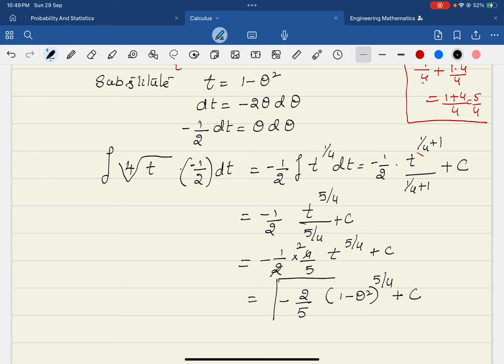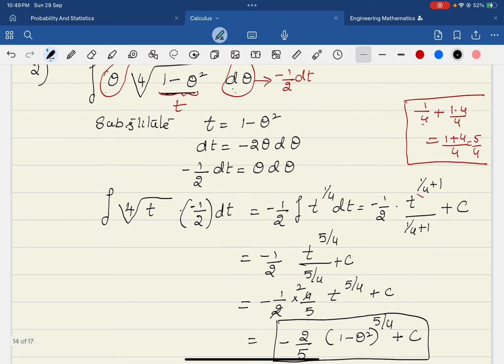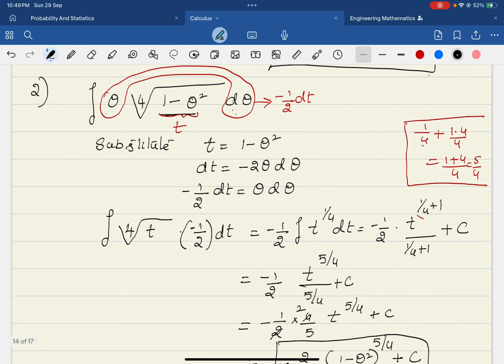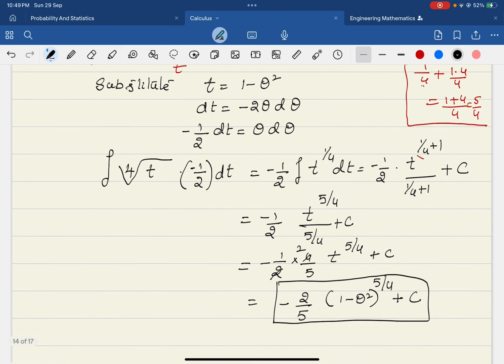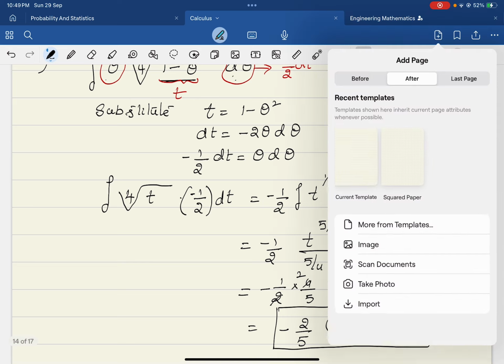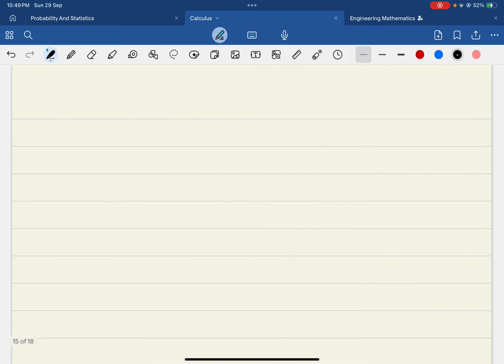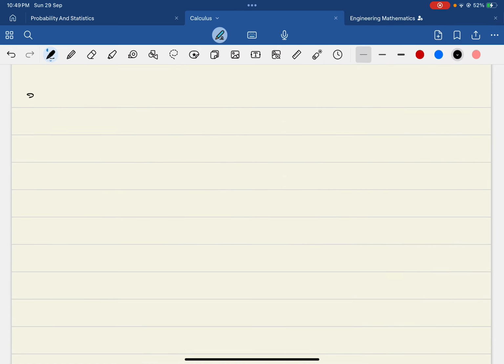So this is the solution of the given problem. So this is by using the substitution. By seeing the problem, you should understand which method you are going to use. So now let us come to the next problem. Let us see the third one now.